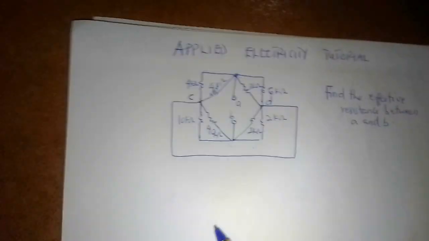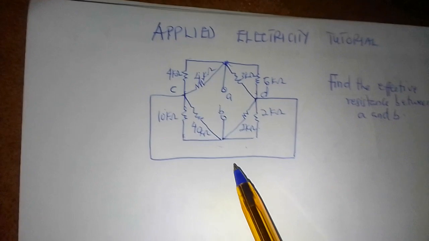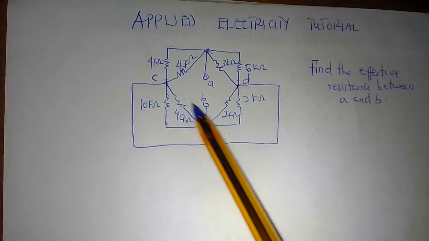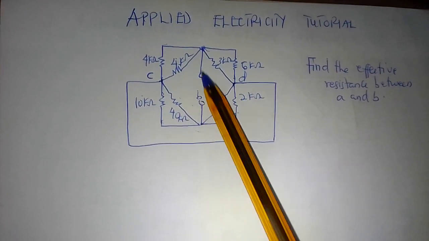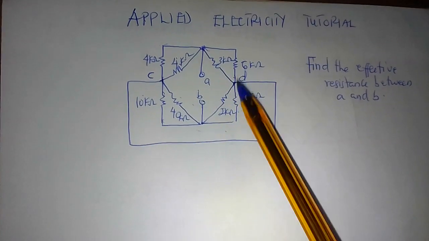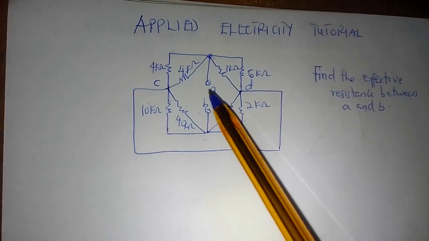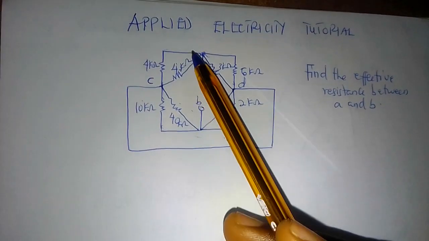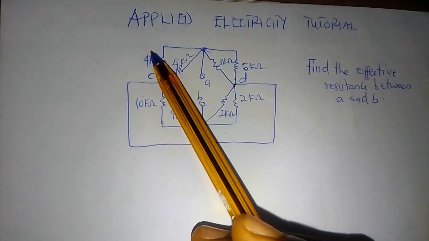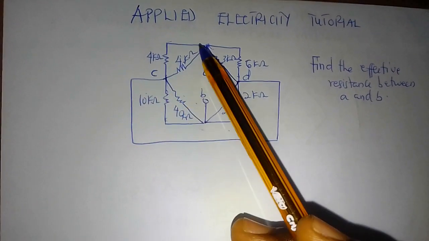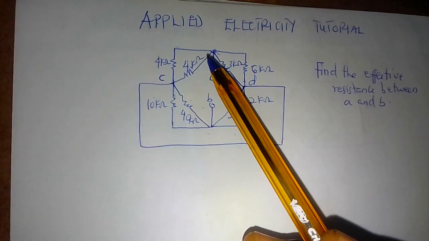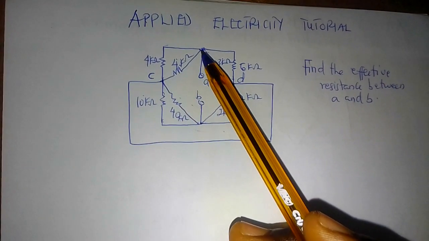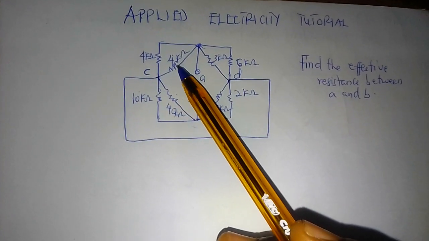Okay, so let's delve into the question. Now, let's see something. This is a bridge circuit, but we have other resistors attached to this bridge circuit. First of all, you're going to take the ends. We can see that this place and this place, we can traverse through them without passing through any other elements. And again, there is a node in between them, hence they are in parallel.